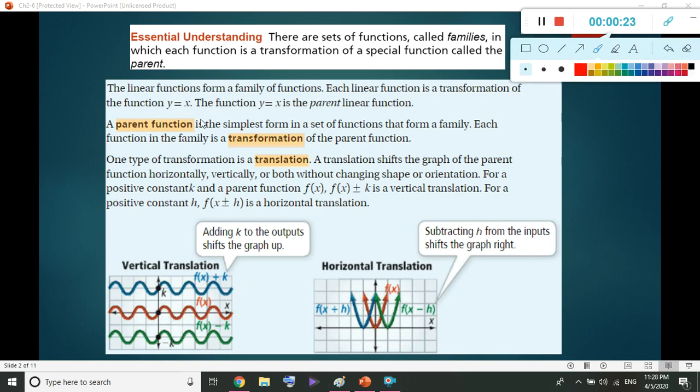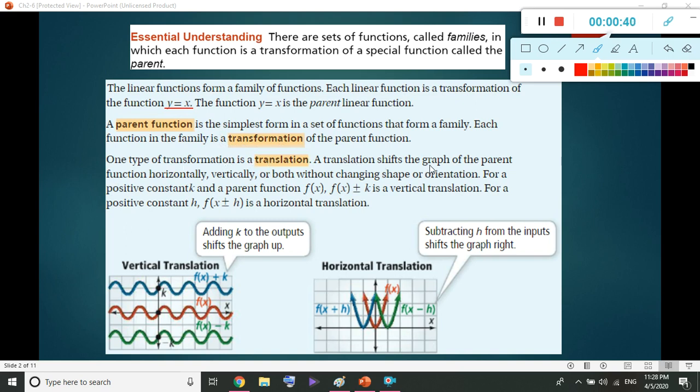The parent function here is y equals x. This is the parent function. We have different families of this parent function, which means we have different transformations of these functions. The first transformation we're going to have in this lesson is the translation. One type of transformation is a translation.